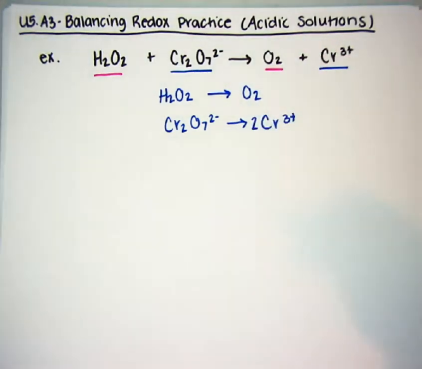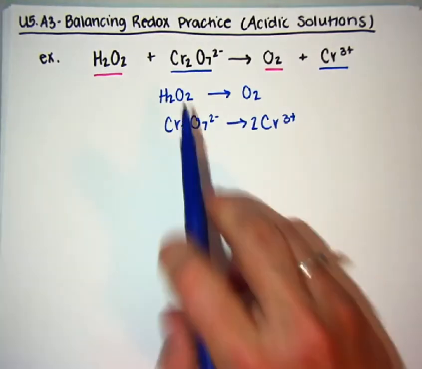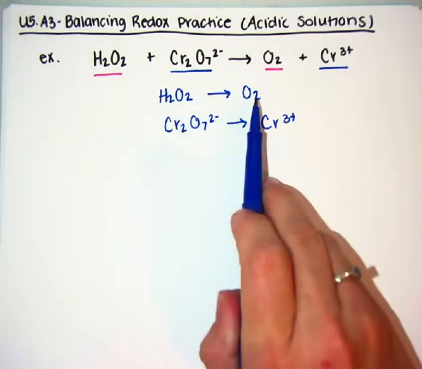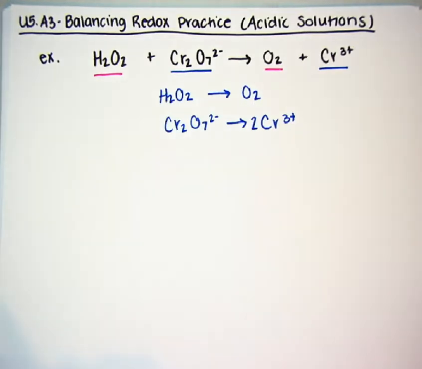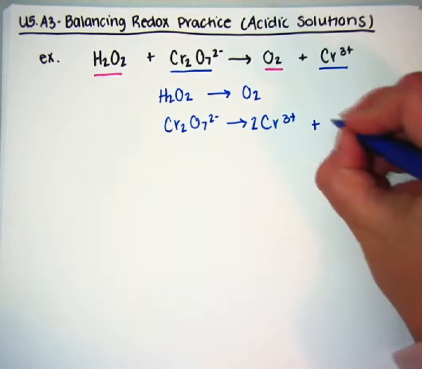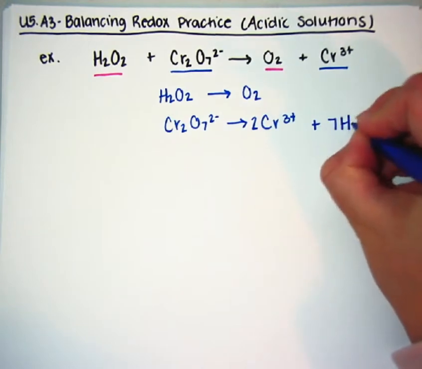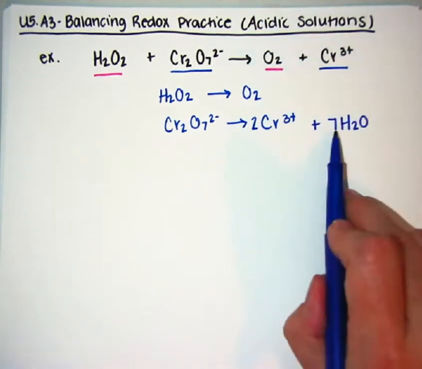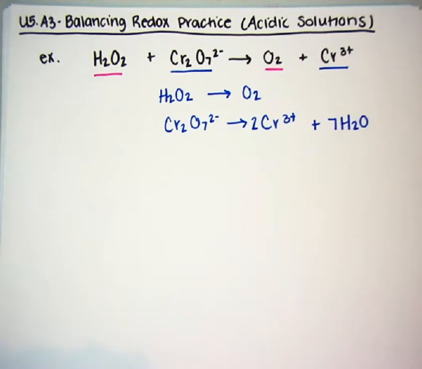Next step, balance oxygen by adding water. 2 oxygens, 2 oxygens. It's already balanced. Here I have 7 oxygens. So let's add 7H2O, gave me 7 oxygens.